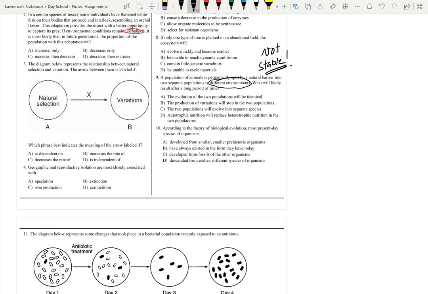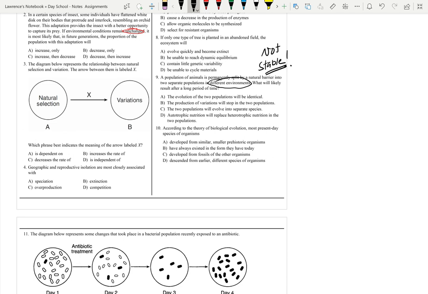B. The production of variations will stop. No, they're still going to reproduce sexually, which creates variations. C. The two populations will evolve into separate species. That could happen. D. Autotrophic nutrition will replace heterotrophic nutrition. Where did you get that from? C is the best answer. Wow.